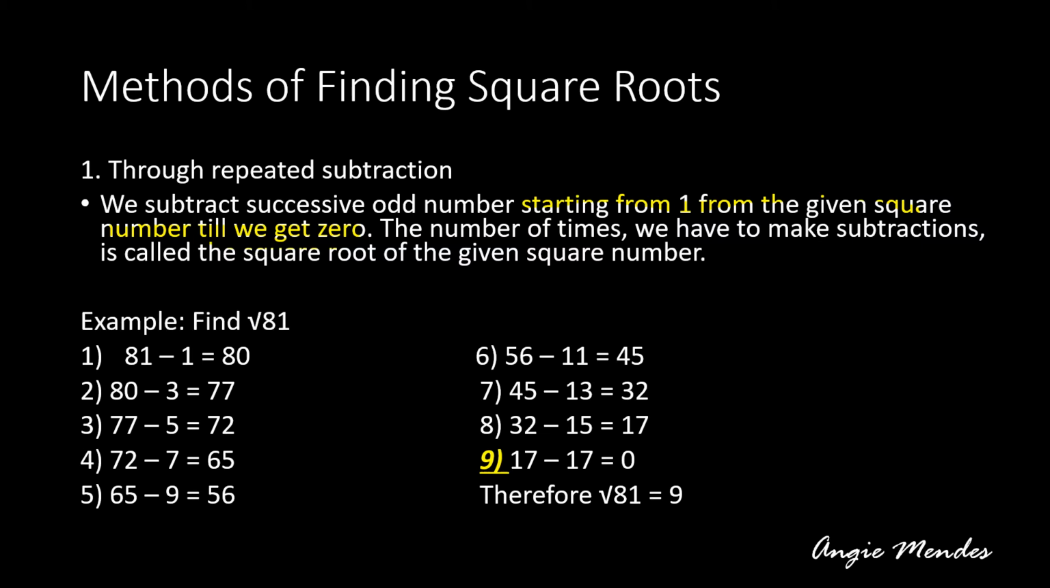Now for example, if you are asked to find the square root of 81, so what is the rule? You have to start subtracting successive odd numbers starting from 1. And odd numbers, as you know, are 1, 3, 5, 7, 9 and so on. So we begin with 1. So we subtract 1 from the given number. So 81 minus 1, you will get 80. Then the next successive odd number is 3. So from the answer that you get in the first step, you will subtract the next odd number from that answer. So 80 minus 3 is 77.